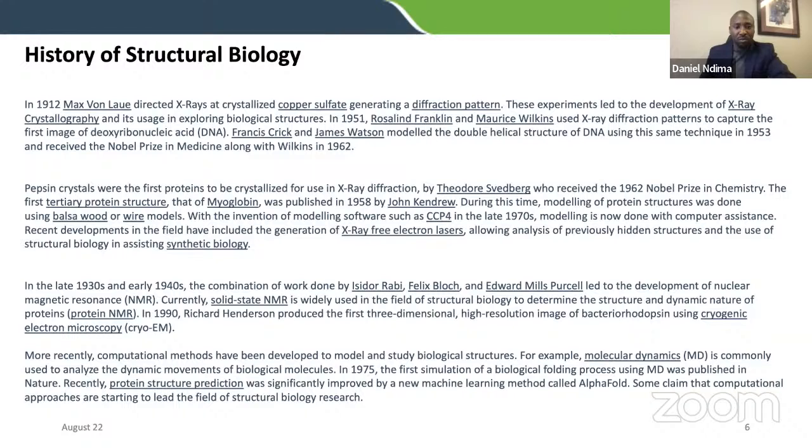Some claim that computational approaches are starting to lead the field of structural biology. And I agree, because as we modernize our technology and our ability to study these molecules, we are now using fourth industrial revolution tools. Let me tap into the most important part of this field.